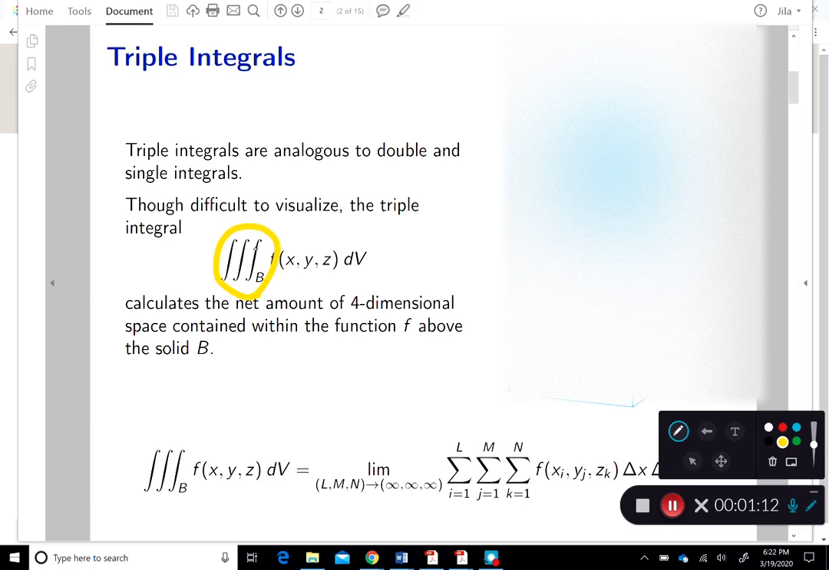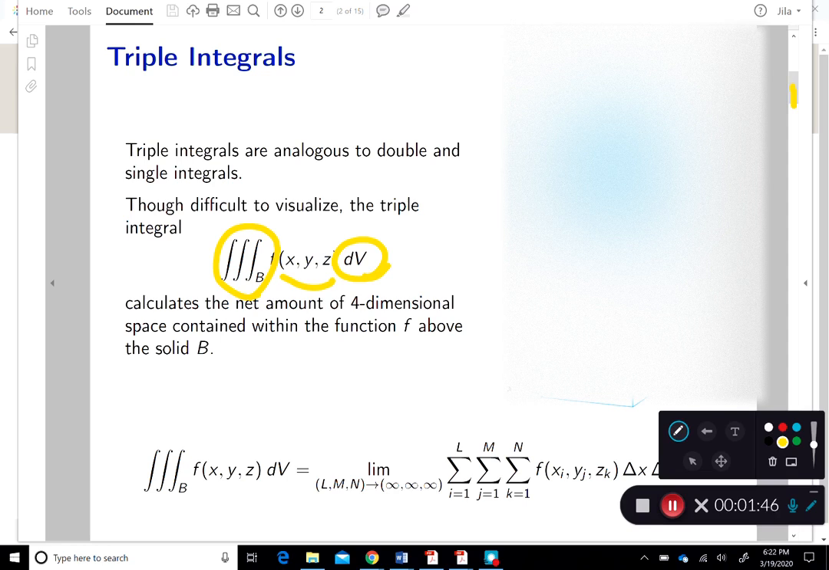So the triple integral is basically the integral over a solid B of a function of three dimensions, a function that takes a three-dimensional object in, and this part is called the volume element. It just tells you about the infinitesimal volume that we're taking the integral over.